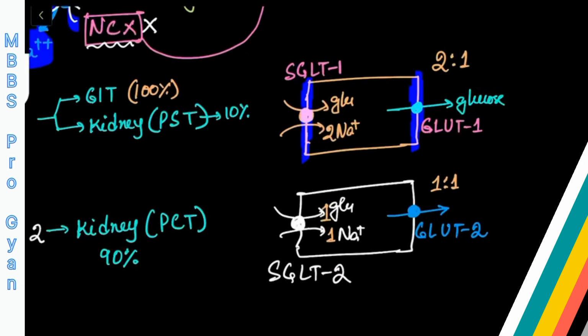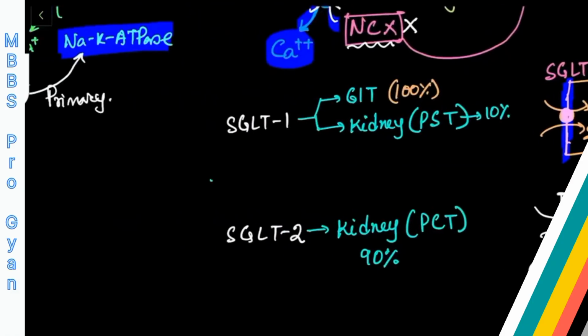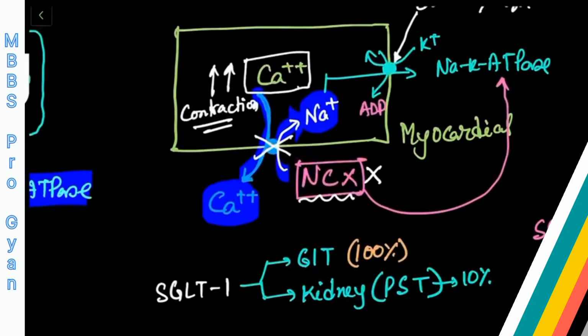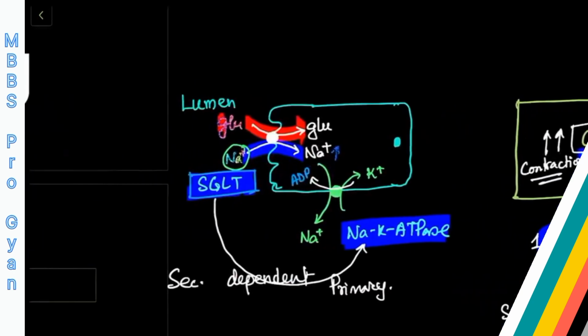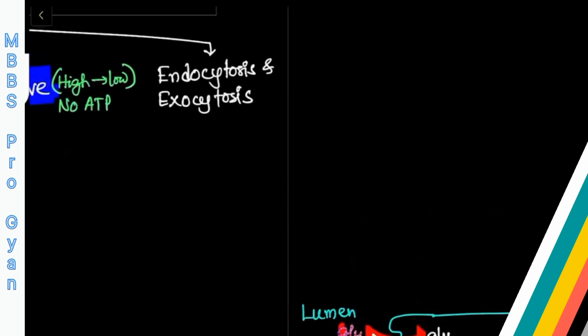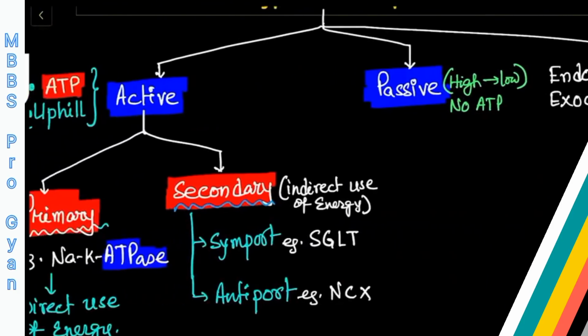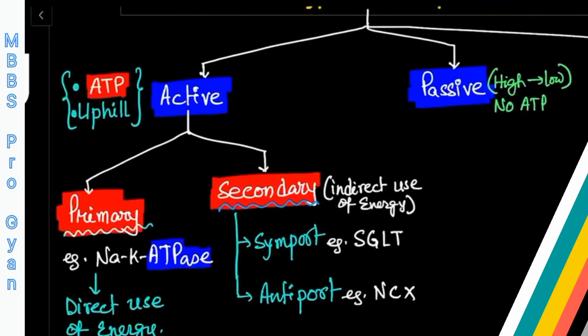So all these things are very, very important for your MCQ. You have to remember, okay? And some of you may ask, what is the coupling ratio of this NCX transporter, sir? For NCX, the sodium calcium exchanger, 3 molecules of sodium will be transported for 1 molecule of calcium, meaning the coupling ratio for NCX is 3:1. So this is all about the primary active transporter and secondary active transporter that we have discussed, okay?